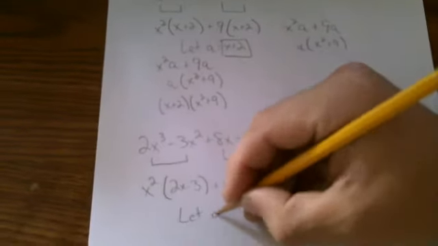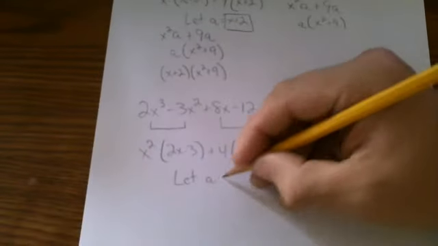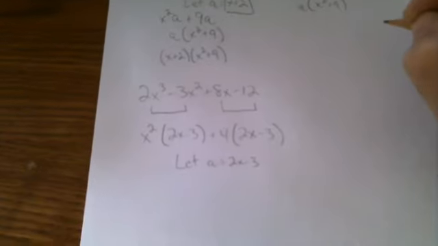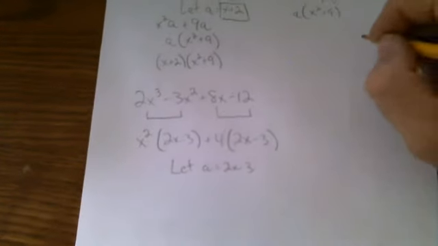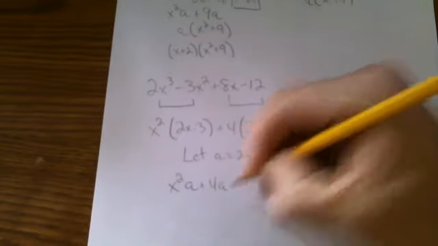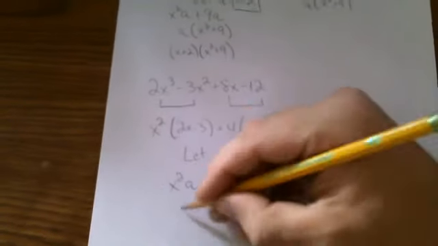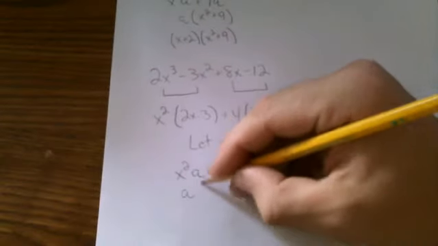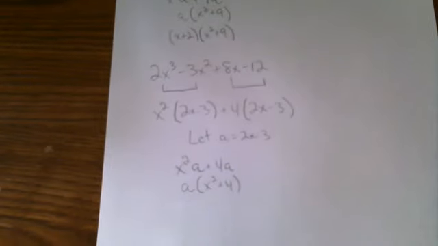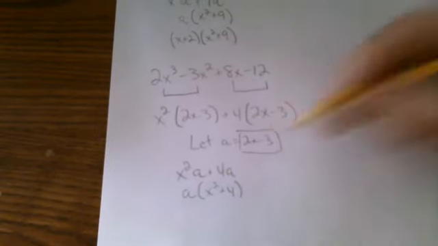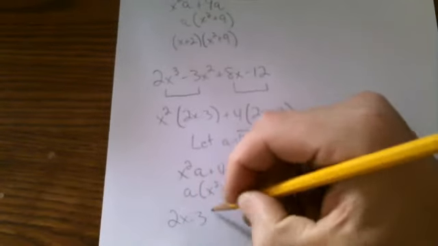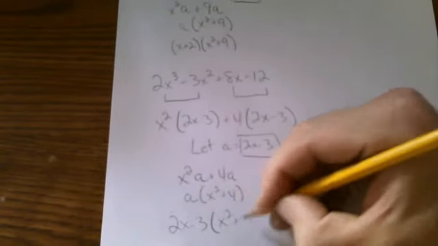Eventually, you'll be able to skip this let statement, but we're going to say let a equal 2x minus 3. And this will really help us visualize the common binomial factor. So we have x squared times a plus 4 times a. GCF of a, a times x squared plus 4. But what was a? 2x minus 3. So 2x minus 3 times x squared plus 4.